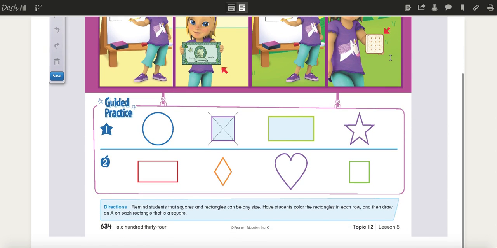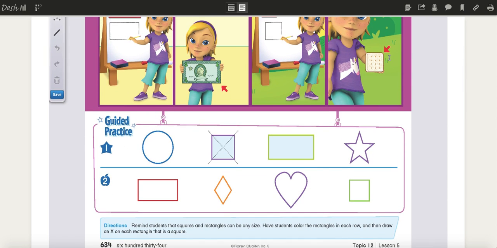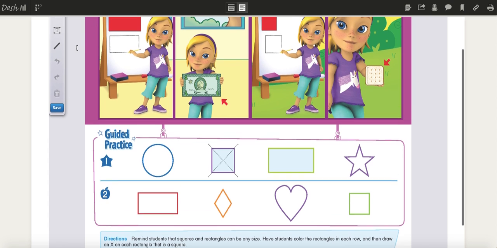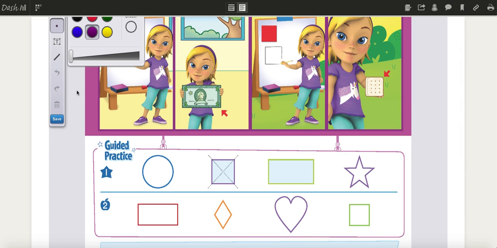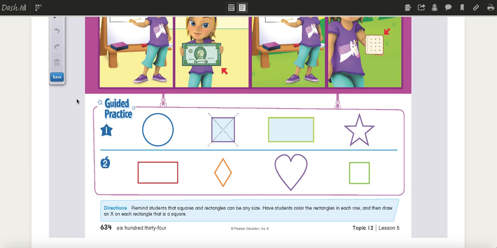Okay, so let's look at number 1. Remember that squares and rectangles can be any size, and we're going to color the rectangles in each row and draw an X on the rectangle that is a square. A rectangle is a shape that has 4 sides, and the 2 opposite sides are the same length, and the other 2 are the same length. So here we have a circle. So we're going to leave that one alone.